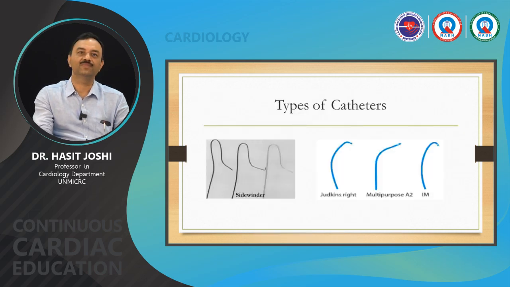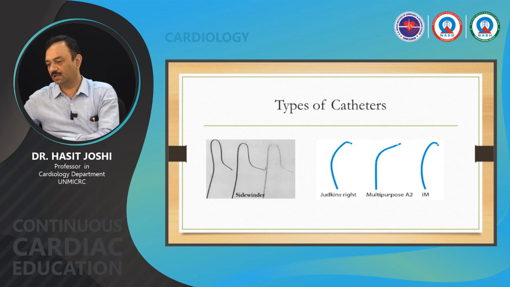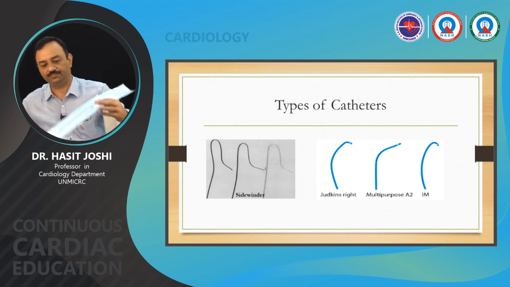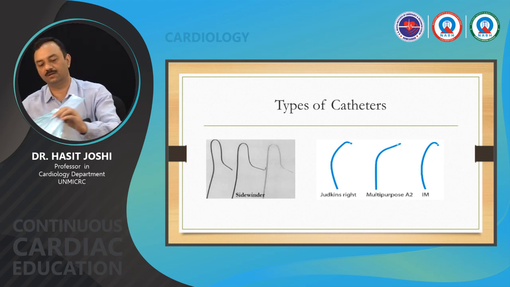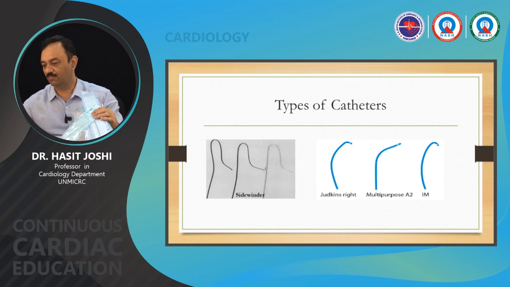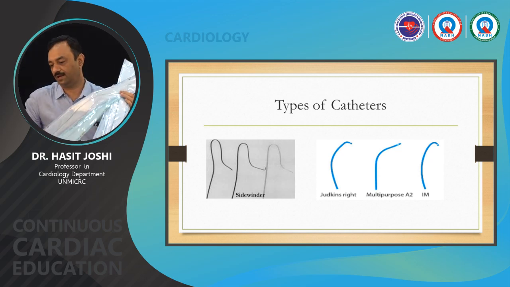Now types of catheter. The Bernstein catheter is the most common catheter used. We usually use the routine Judkins Right, multi-purpose A2 or internal mammary artery to engage the target carotid artery. In difficult cases, a sidewinder catheter can be used. Sidewinder catheters with different curves can be used, but in most of the cases that is not required.